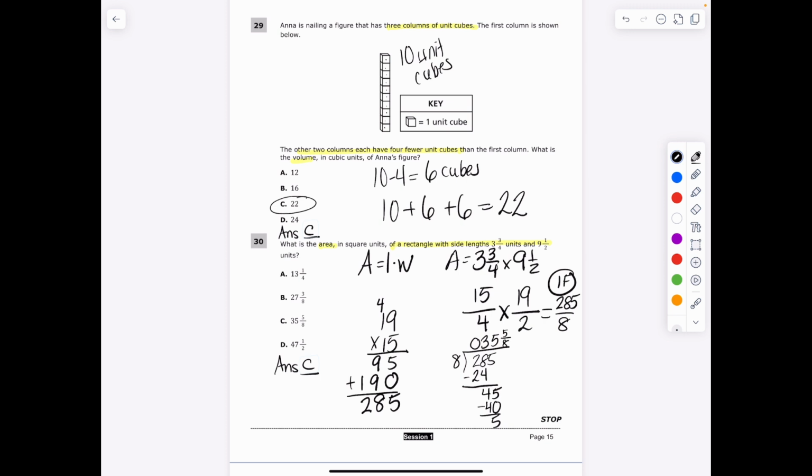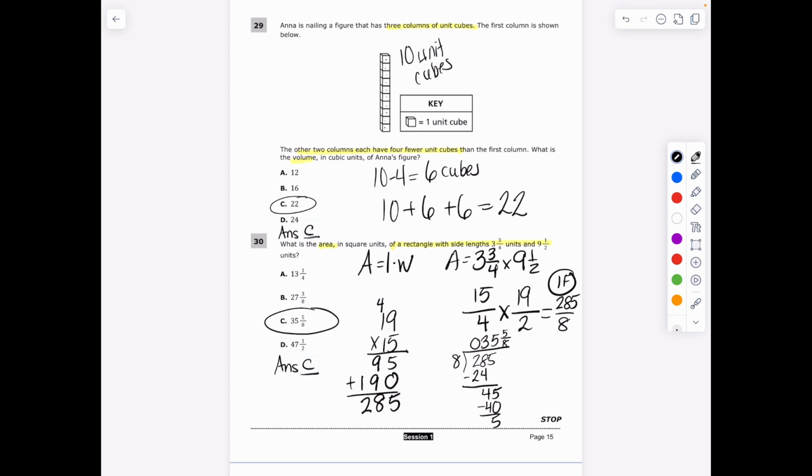And there you go. So yeah, this one was a doozy for an end of day 1 problem. But there you go. We multiplied mixed numbers. We changed them into improper fractions. We multiplied carefully, and then we changed them back to mixed numbers. So pause and jot this down into your notes.